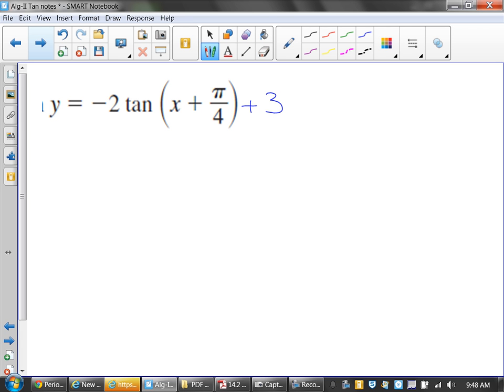All right. Again, what happens here, guys, is that whenever you have this to start out with, what you're going to do is just like we did yesterday. We're going to label out our A, B, H, and K. After we do that, since it's just tangent, there's really no amplitude. So we're just going to identify what our period is.